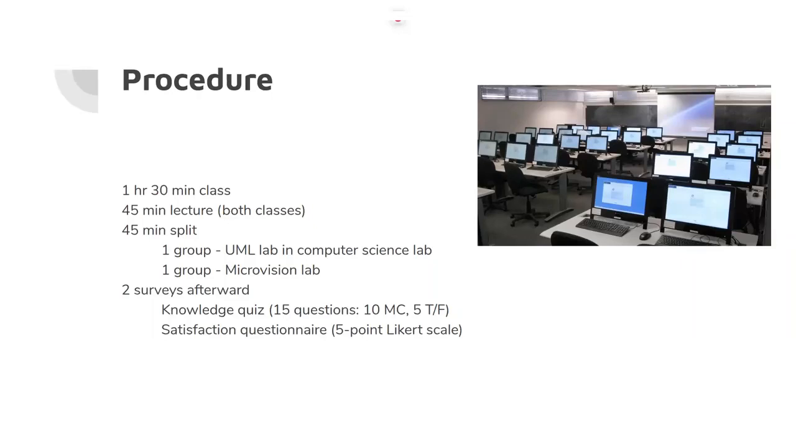And then the other group will go to the Microvision lab. And they will also get some scenarios of, here's some requests that come into this system. Here is what happens when you scale up or scale down a microservice, when you add a node, but they'll be viewing it through the Microvision headset. And then afterwards, we'll give them 2 surveys. 1 is a traditional knowledge quiz consisting of 15 questions, multiple choice and true or false. And that'll just be testing their comprehension of some microservice concepts. And then also a satisfaction questionnaire of their method that they were assigned of learning.